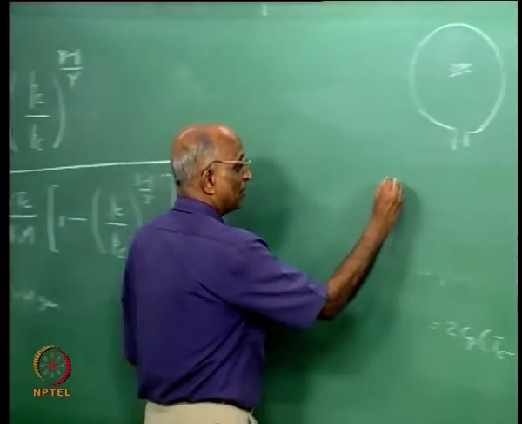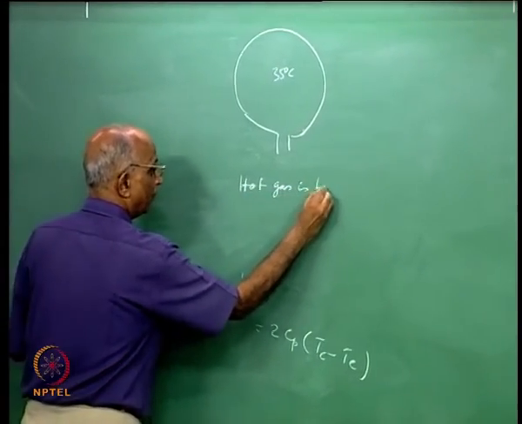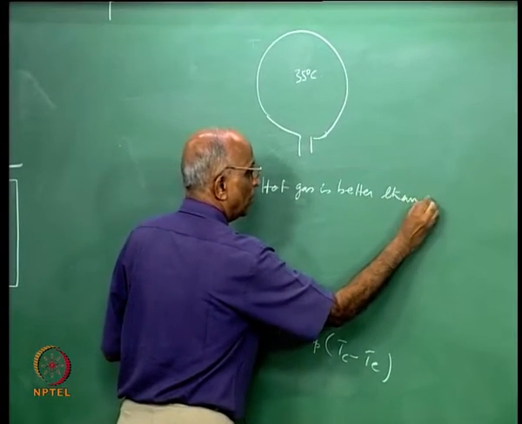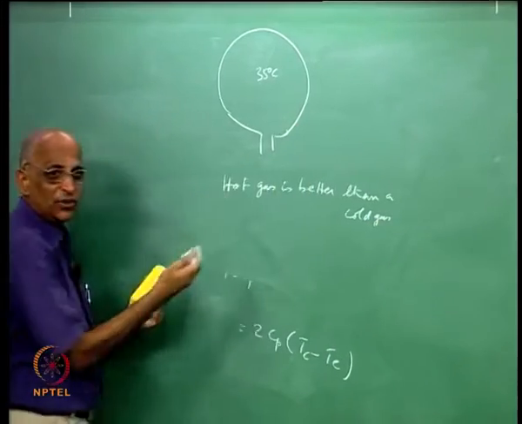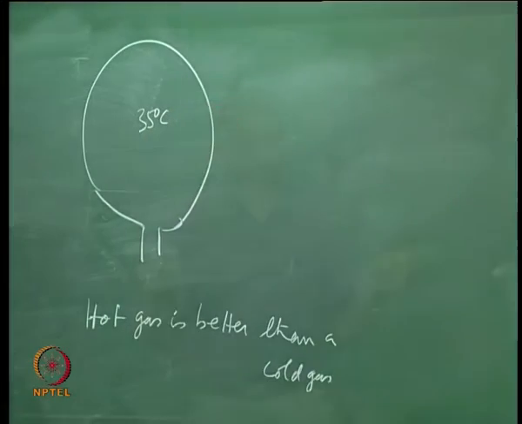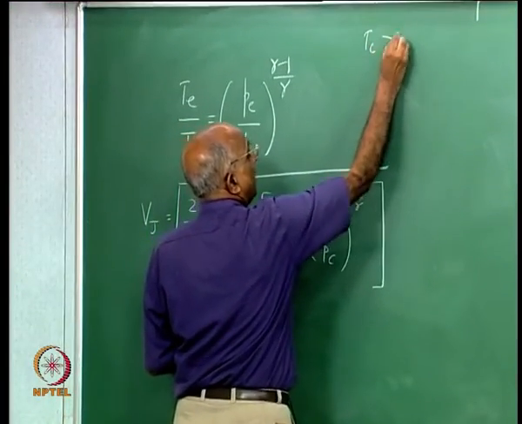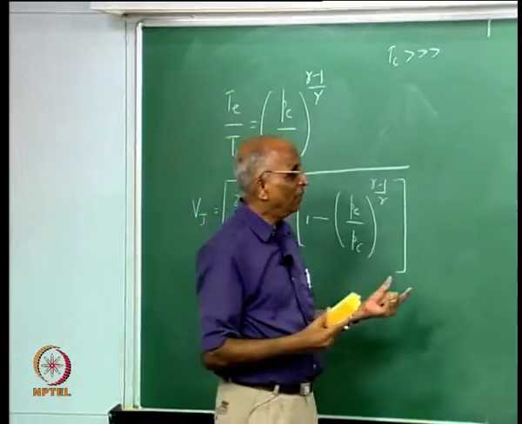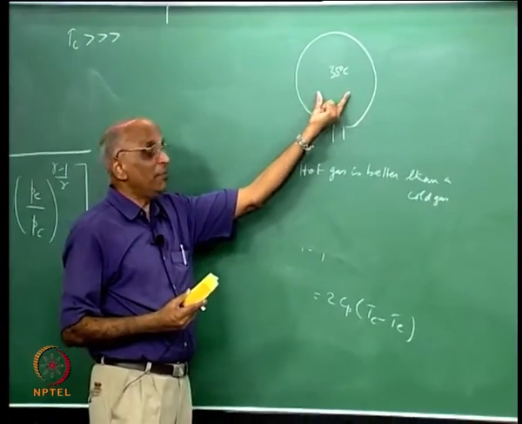a hot gas is better than a cold gas. I could have a cold gas rocket, I could have a hot gas rocket, but hot gas is definitely better. Therefore, first thing we say is maybe TC as high as possible. But is there some limitation? Well, the material must withstand the high temperature, and therefore there is a limit to this temperature.